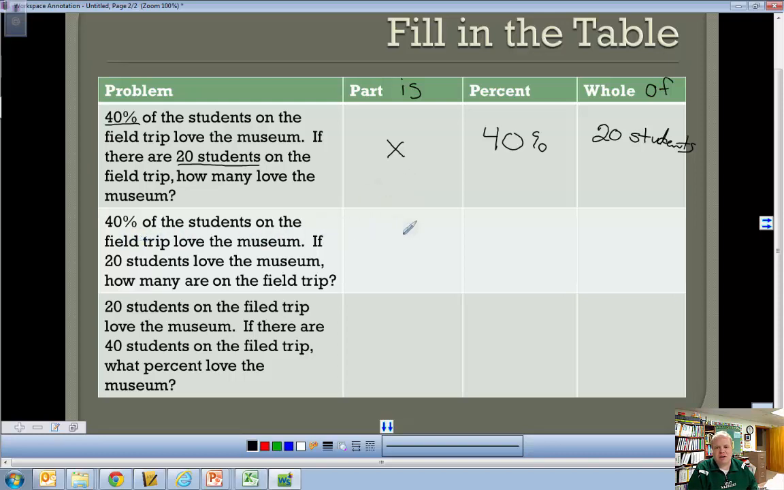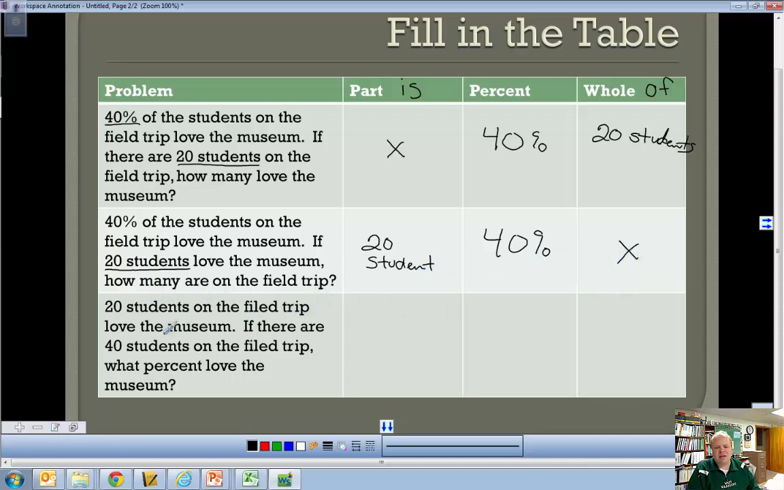40% of the students, well, there again, that 40% can go right in my box because I know what that is. Of the students on the field trip love the museum. If 20 students love the museum, how many are on the field trip? Okay, well, this 20 students now is talking about that these 20 students love the museum. So that's talking about the part. So now my 20 students is my part and not my whole. And then my unknown then is how many students are on the field trip. That is my unknown or my X.